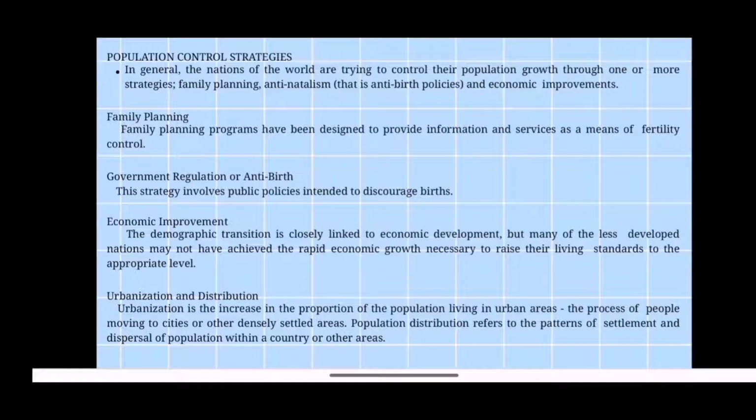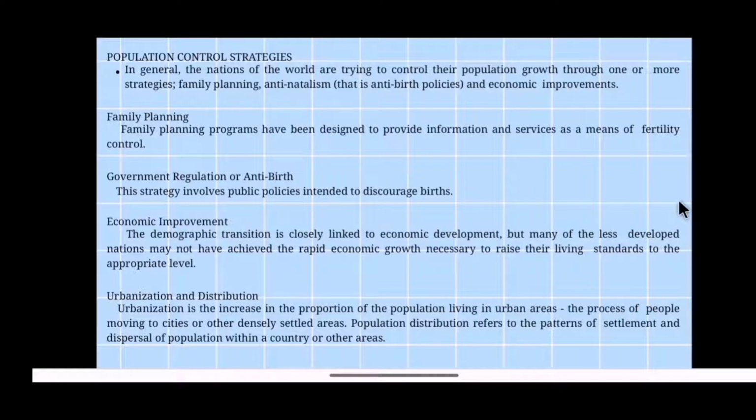Family planning programs have been designed to provide information and services as a means of fertility control. Family planning is the most dominant advocacy of the Philippine government in order to reduce the rapid increase of population. It includes some informative assessment which focuses on the reproductive system of a female.